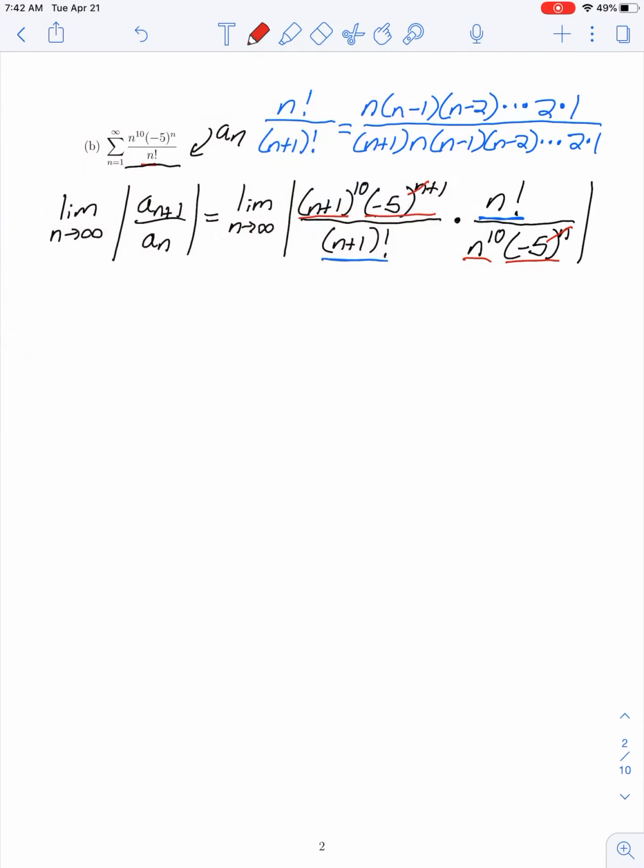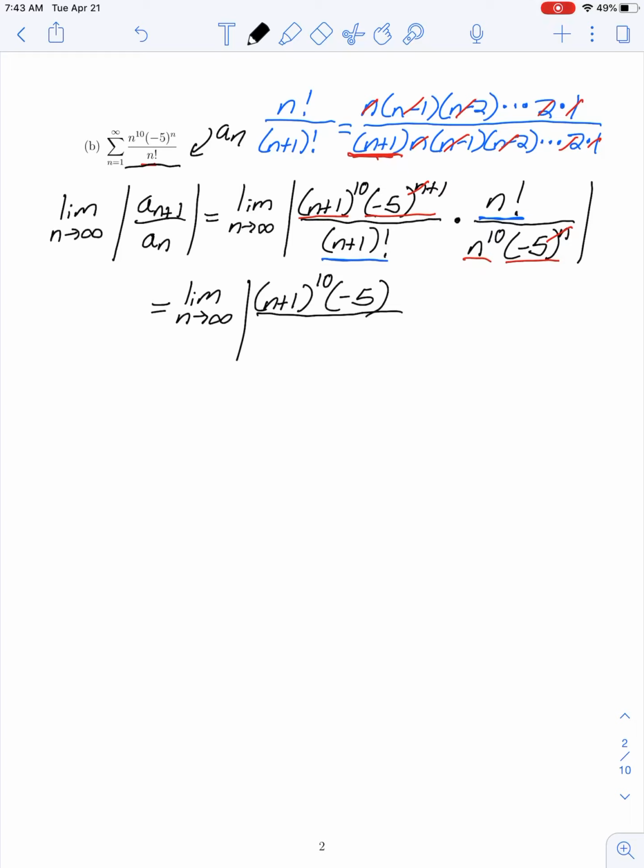So looking at which of these terms cancel, well, we see a factor of n cancels, n minus 1, n minus 2, and so on, so that the only term that we're left with is a division by n plus 1. So this n factorial over n plus 1 factorial leaves us with just a factor of n plus 1 in the denominator. So let's write out what we have here. We've now got the limit as n approaches infinity of, in our numerator, we had n plus 1 to the 10th power times 1 power of negative 5.